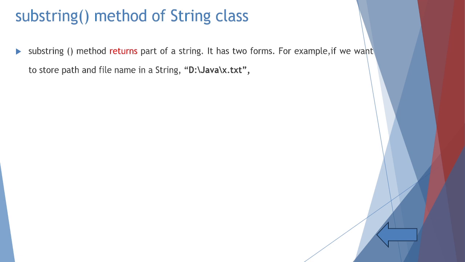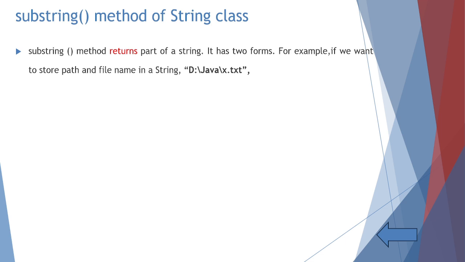The substring method returns part of a string, and it has two forms. For example, if we want to store a path and file name in a string like this: d colon is the drive, backslash Java is the folder, backslash x.txt. This is the path of the text file called x.